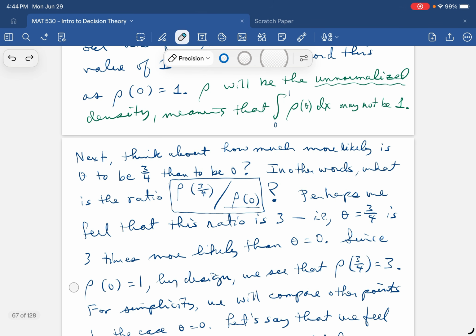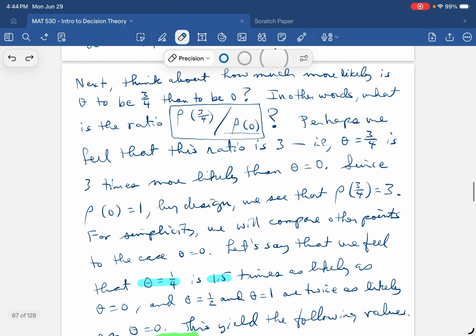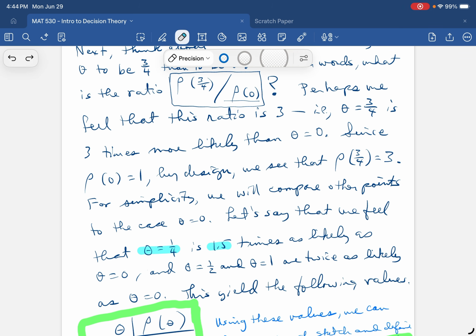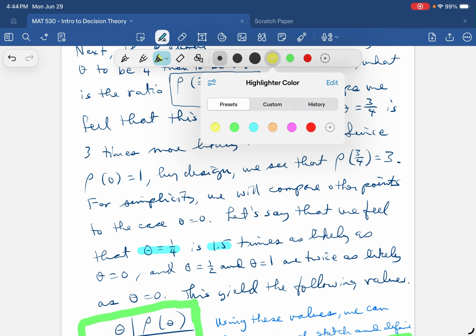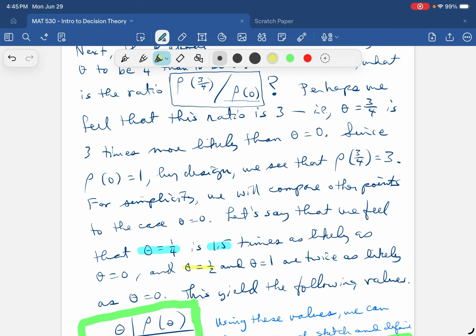Since rho of 0 was determined to be 1, by design it must be that rho of 3/4 is equal to 3. Now we can compare some other values. Let's take a look at theta equal 1/4, and for simplicity we will compare everything to the value theta equals 0. Suppose that at theta equal 1/4 we decide that it is 1.5 times more likely to be the value of theta than theta equals 0. And then we'll take a look at theta equal 1/2 and theta equal 1, and suppose we decide that those are twice as likely as theta equals 0.